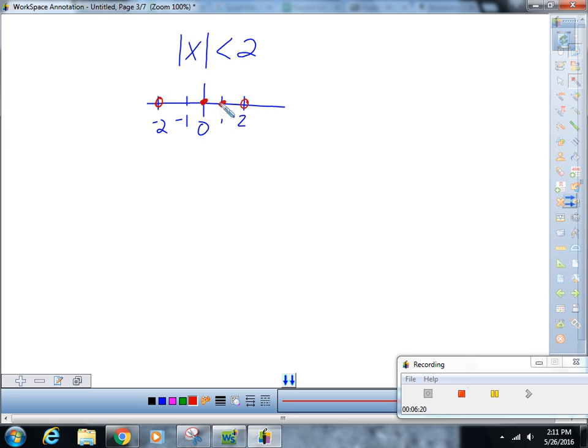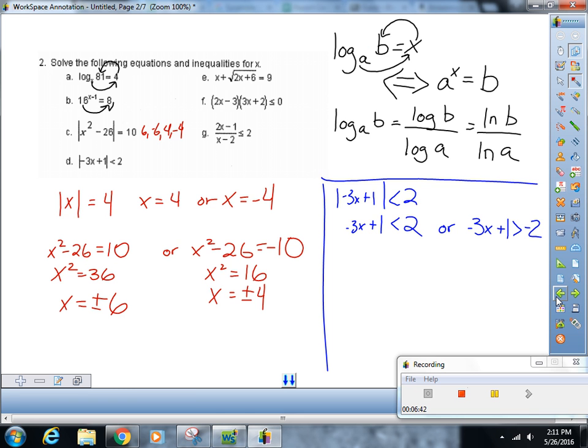1 is definitely less than 2. If you do the absolute value of negative 1, you get positive 1, and that is still less than 2. So anything in here will work. So this leads you to x is greater than negative 2 and less than positive 2. So hopefully now you'll be able to see that this is what we've done. We've got to switch signs.